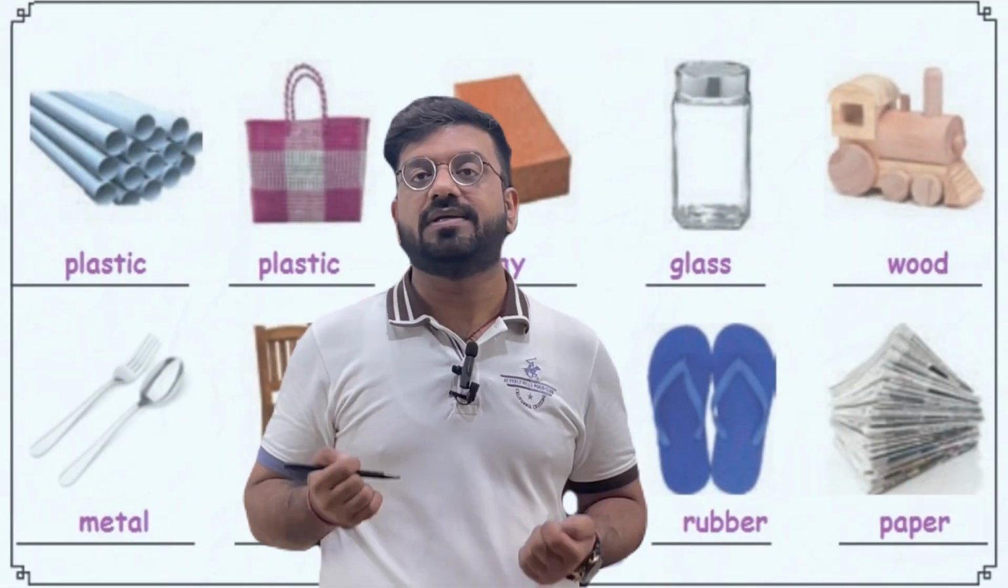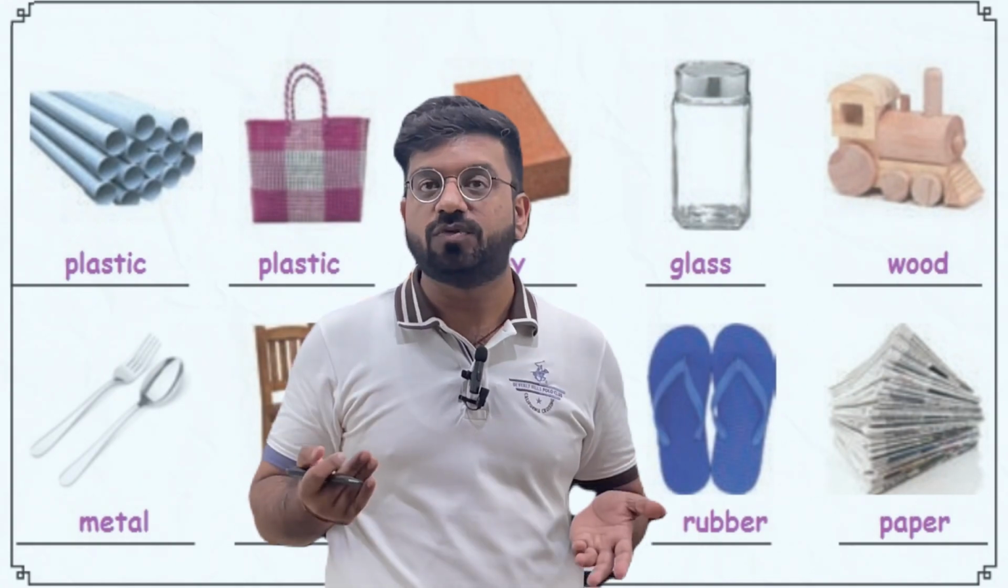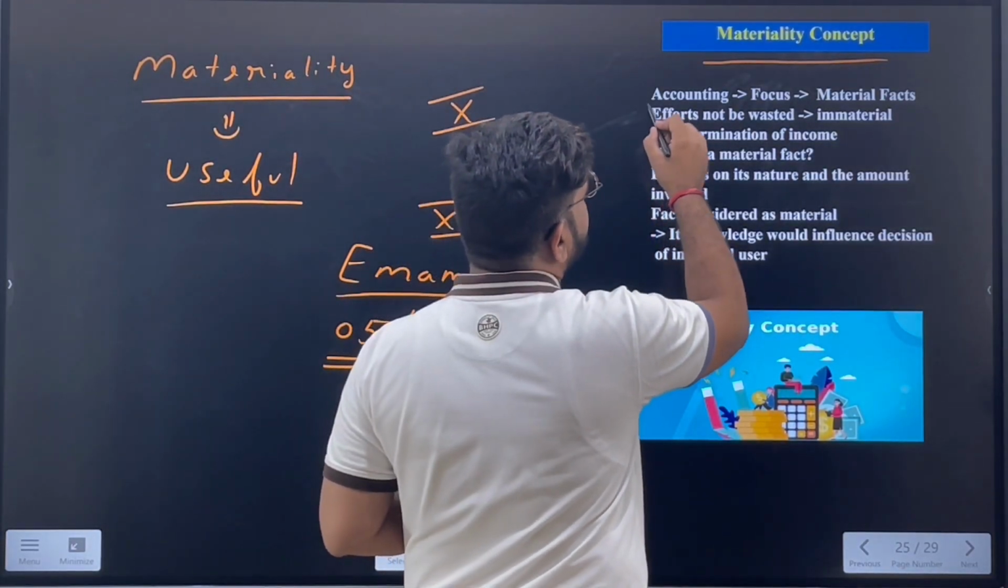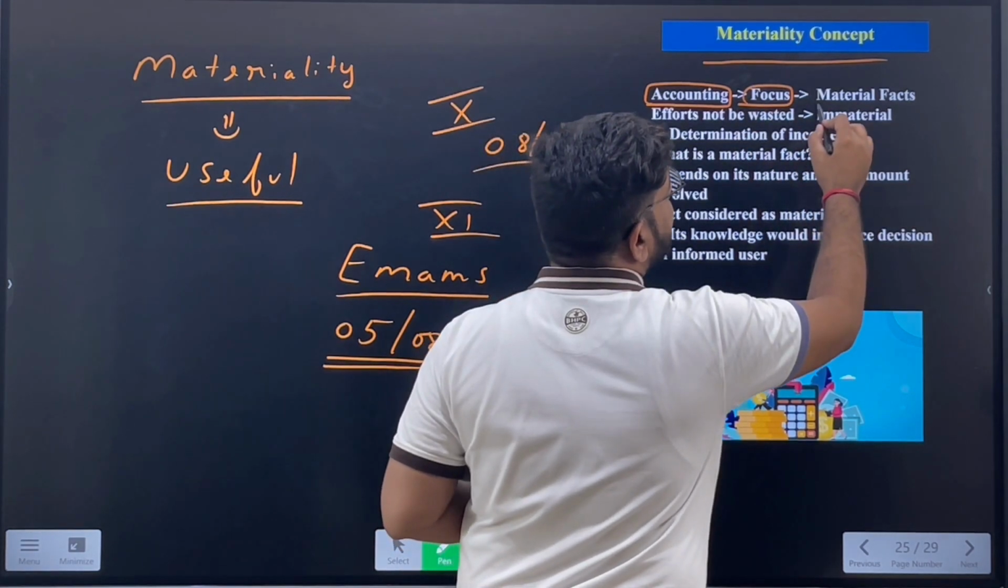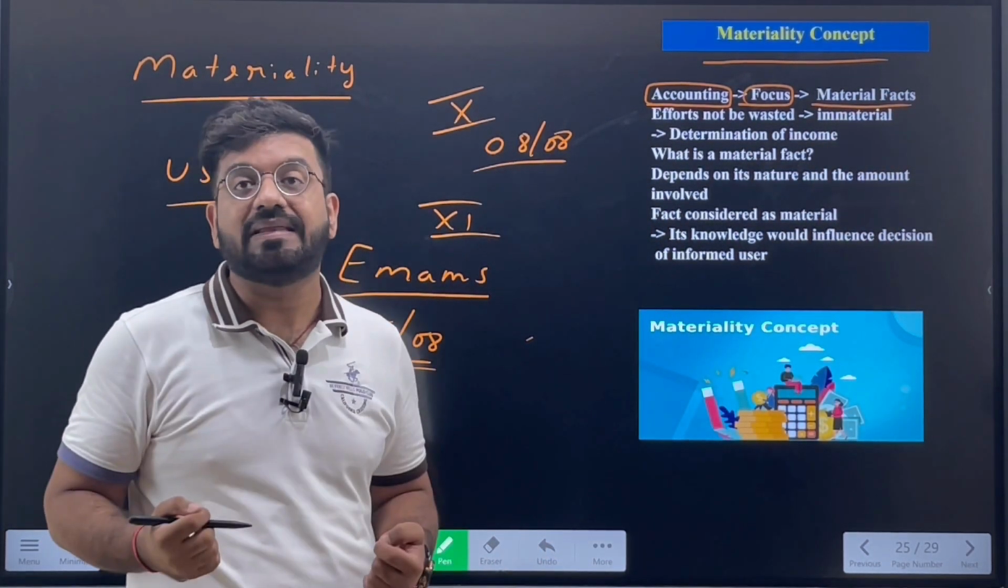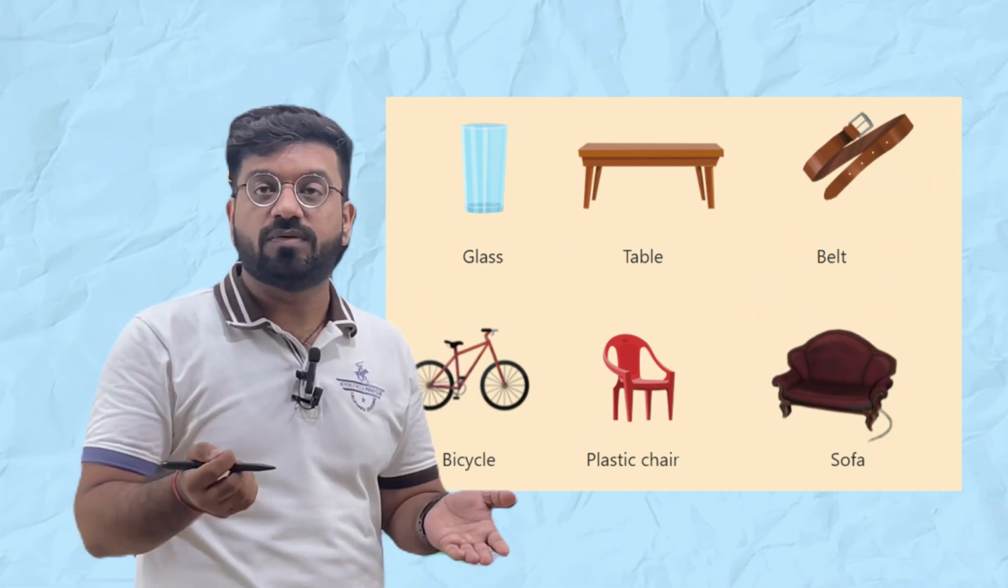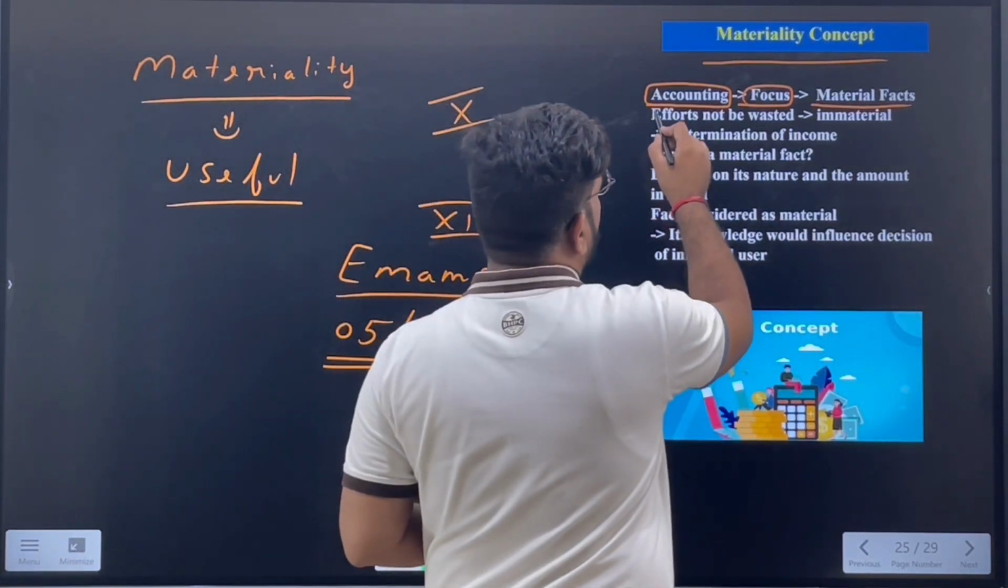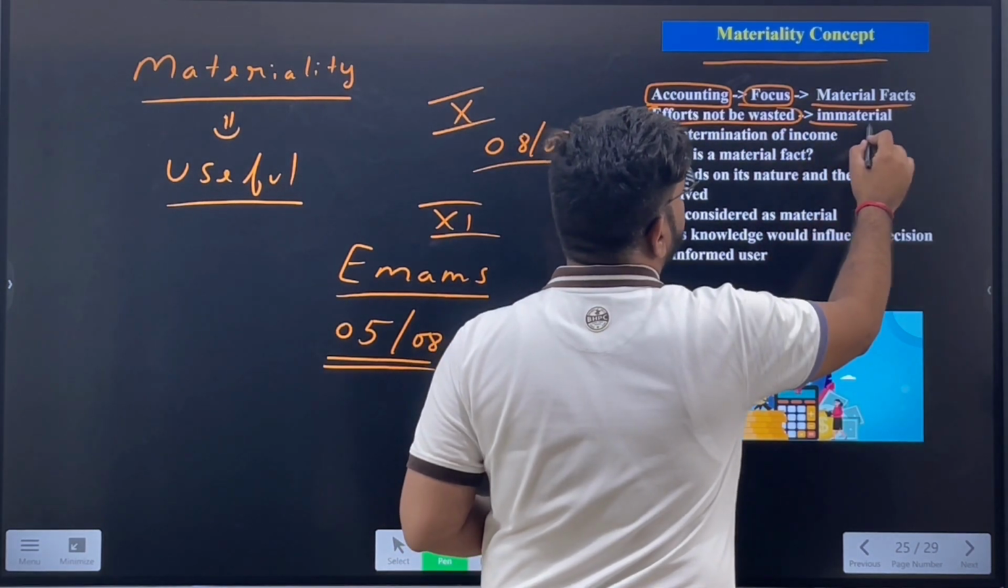So all the things which are material, which are useful, should be there in the accounting information. Now let's go to the concept. Accounting basically focuses on the material facts, all the facts which are material, which are relevant, which should be known to the ultimate users. Its knowledge must be given to the ultimate users. Only those facts should be disclosed in the accounting information. Efforts should not be wasted on the immaterial facts. If it is immaterial, it should not be given importance to let the users know.